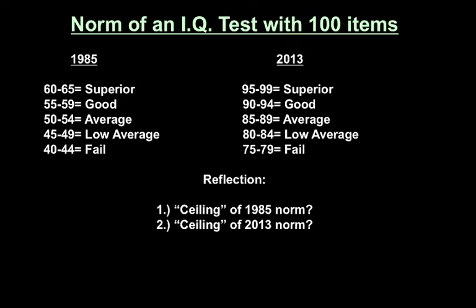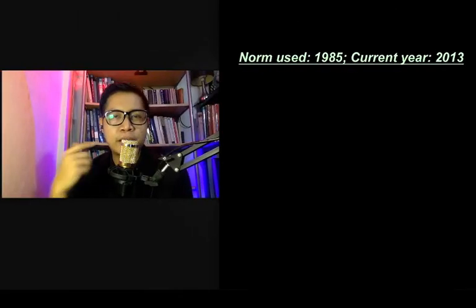But look at this 2013 norm, fast forward, the same test. The norm of this will change. The ceiling of 2013 is much higher than the ceiling of 1985. Diba? Kasi yung ceiling, yung pinakamataas ng 2013, 95 to 99 will make you a superior. That was not the way it was 1985. 1985, all you needed to get is 60 to 65 for you to be considered superior.